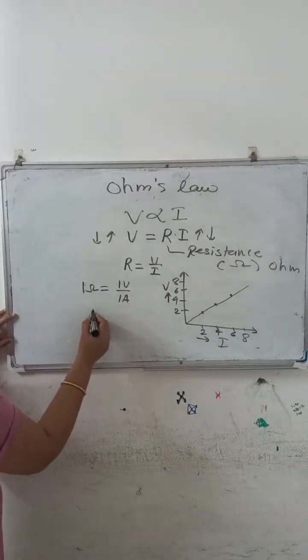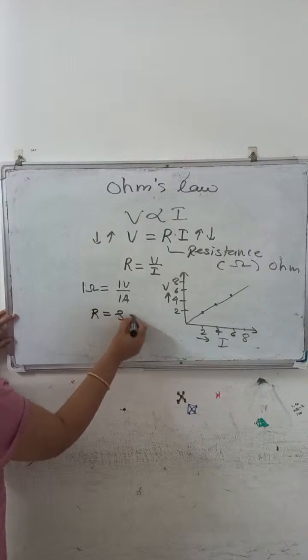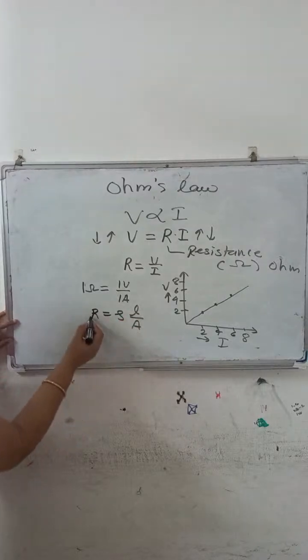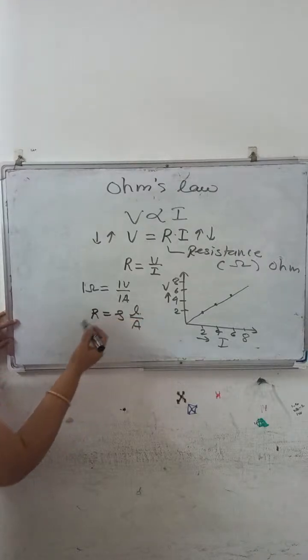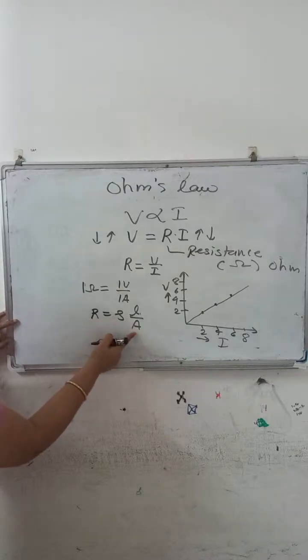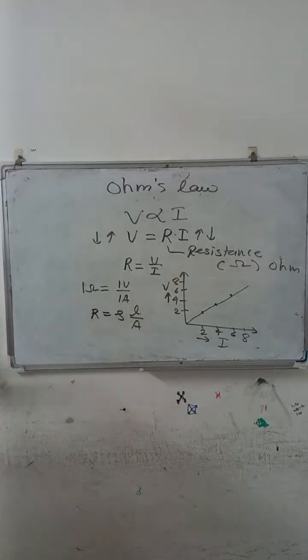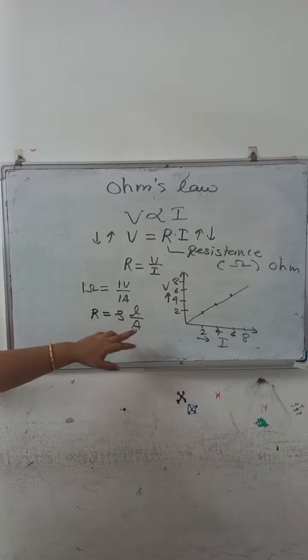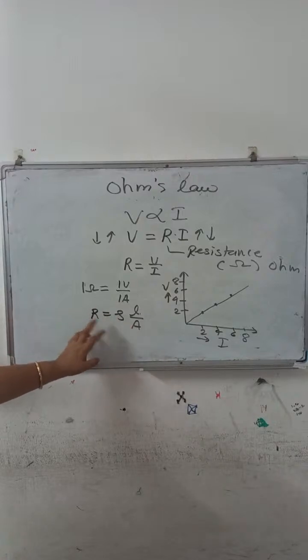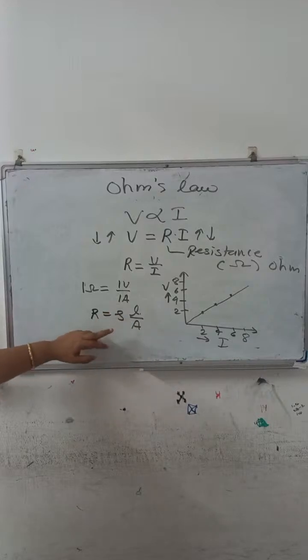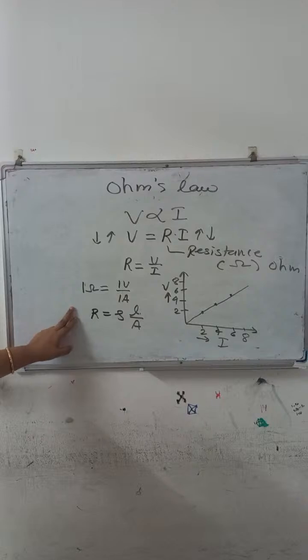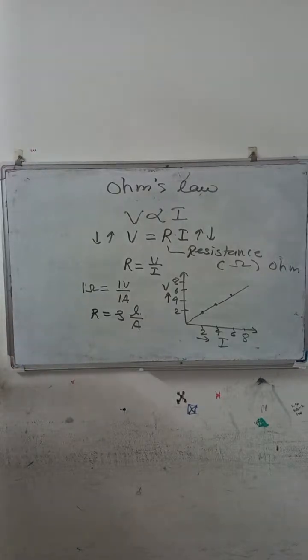If you take here R is equal to rho L by A, so this resistance is directly proportional to the length, and inversely proportional to the area of cross section, and here rho is the resistivity. So resistance depends on the length of the conductor, it is inversely proportional to the cross-sectional area, and it is directly proportional to the temperature. Resistance increases as temperature also increases, and it also depends on the nature of the material.